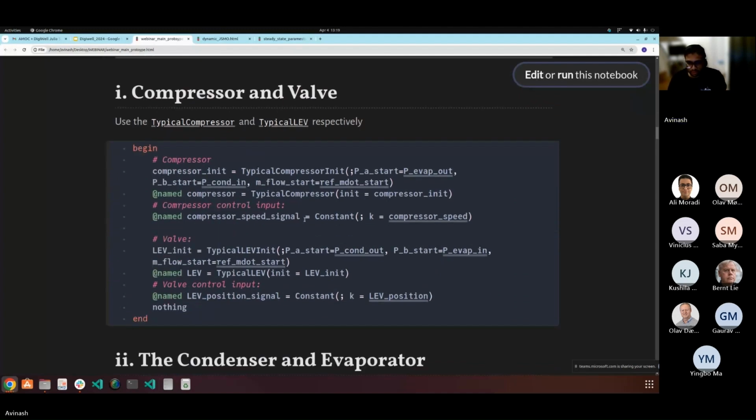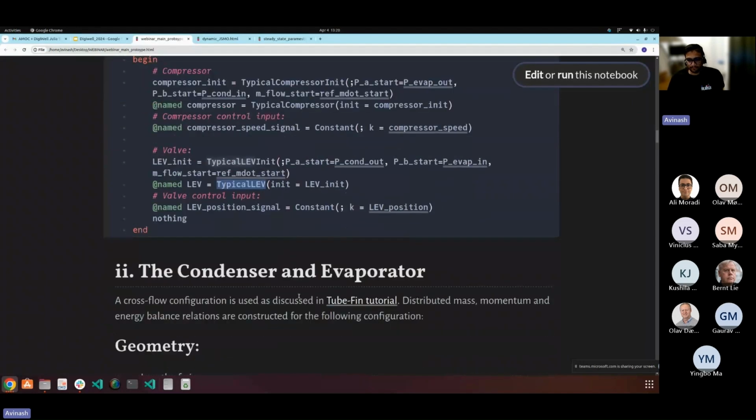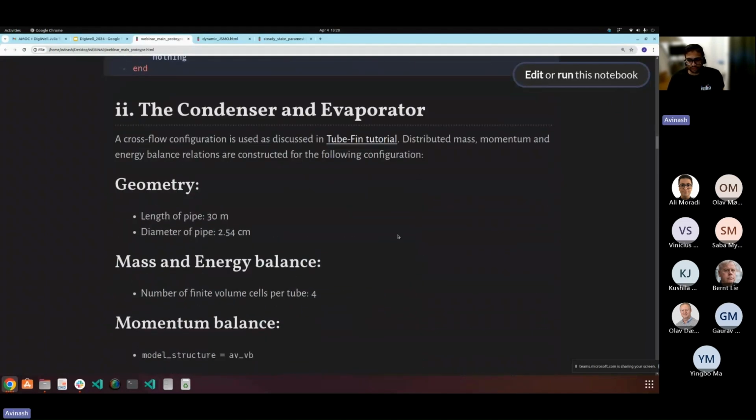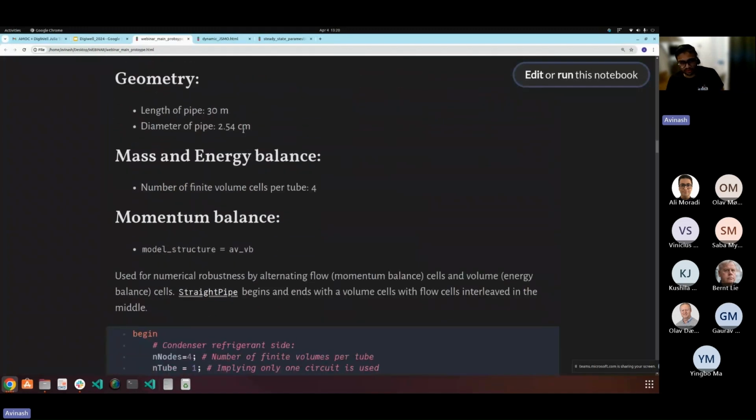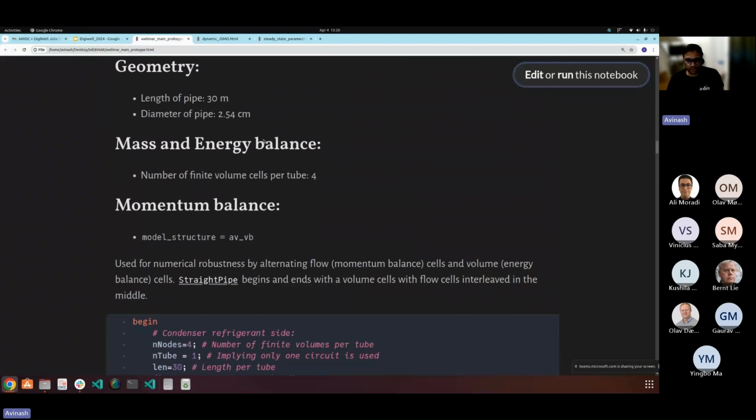So then we provide certain pre-built components like a compressor model. In this case, it's a speed-based compressor model, an LEV model, and we have a more detailed tutorial in our documentation about the tube fin heat exchanger, but then one can put in things like the length of the pipe, diameter, so the usual parameters that one would have.